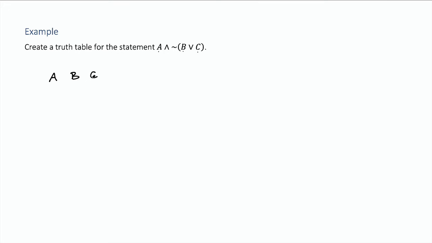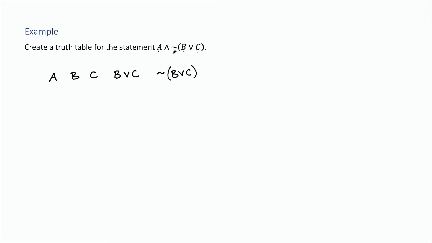And then we need to build this complex statement from these. So we start from as basic as we can and get the more complex, increase in complexity as we move through our table. So here I've got in parentheses B or C. So I'm going to need a column for B or C. Okay. Then of course I have the negation of that. So we're going to go and look at the negation of B or C.